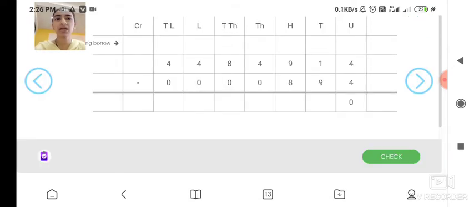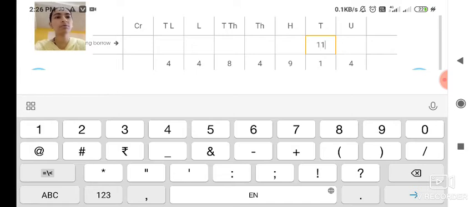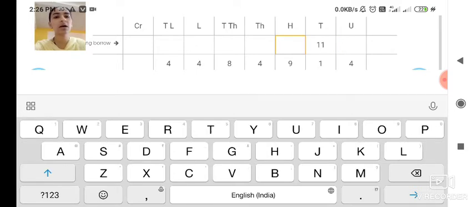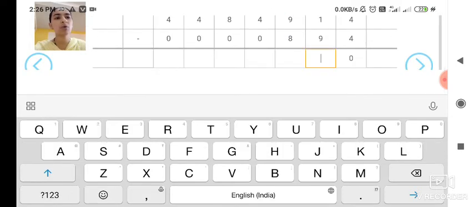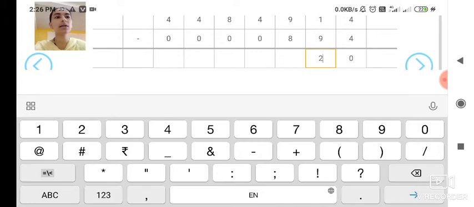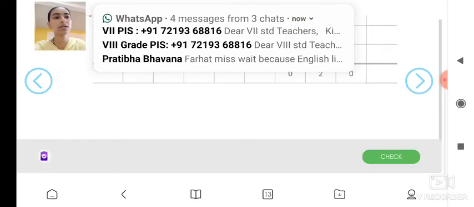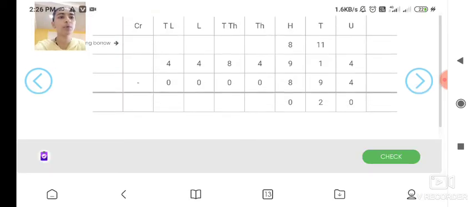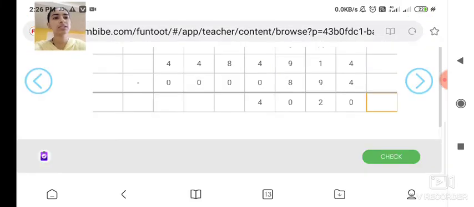We have to subtract 9 from 1. Can we subtract 9 from 1? No, we can't subtract. So we have to make 1 as 11. We borrow, so it will become 11 and this will become 8. Now 11 minus 9 is 2. Now 8 minus 8, 0. Understand this? Now 4 minus 0, the answer is 4. Now let's see the next.